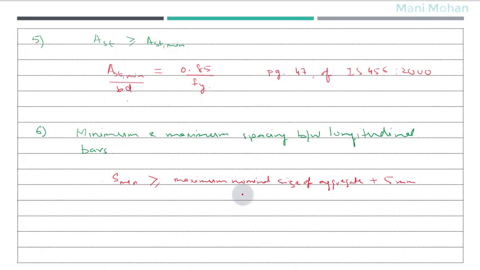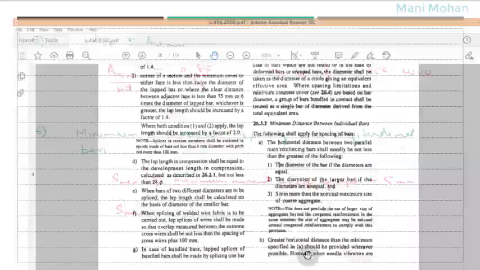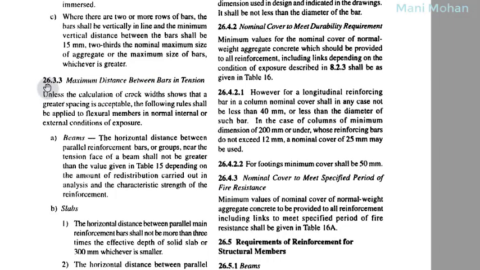Normally in reinforced cement concrete, the maximum size of aggregate we use is 20 mm. So most of the time I need to make sure that the minimum spacing between longitudinal bar which you are providing is more than 25 mm. Okay. What is maximum spacing? This maximum spacing, again it's there in the code. Here you see in clause number 26.3.3, maximum distance between bars in tension.